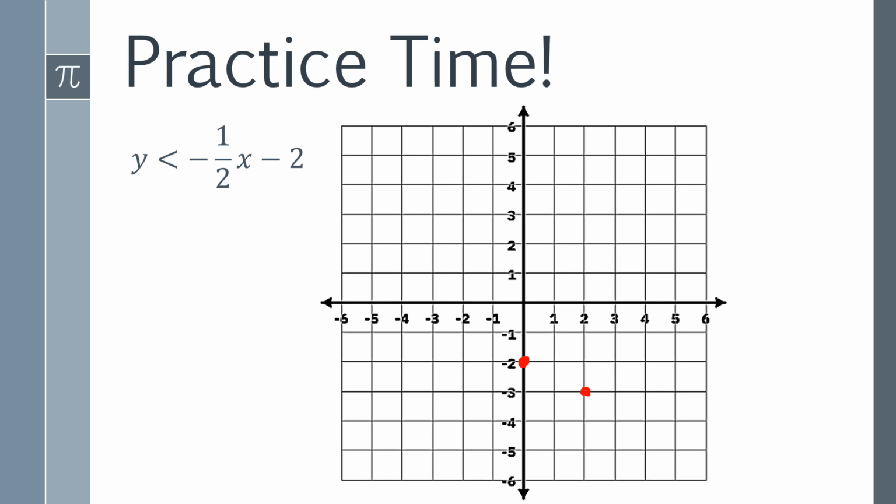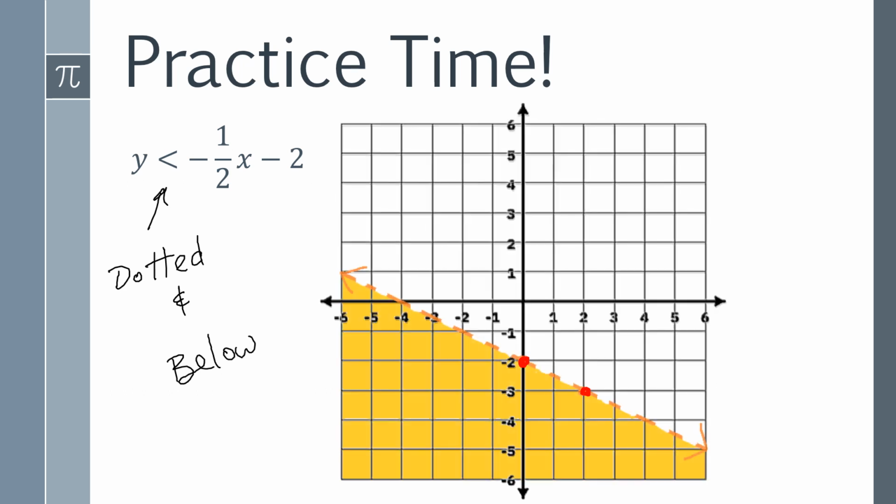Okay. We're going to have a dotted line, right? So this tells us dotted and below. So we should end up with this.